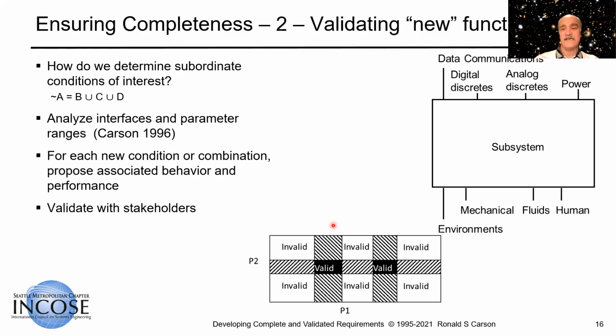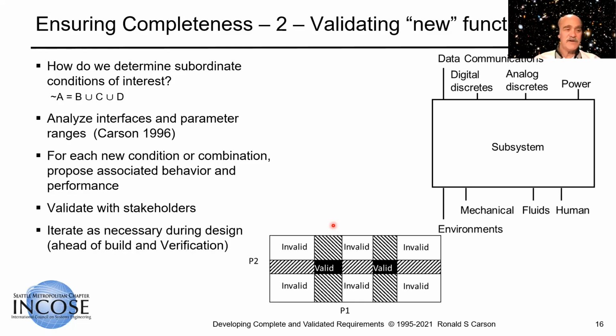So it really does come back to the stakeholders have to agree with the behaviors you define for all these conditions they didn't think about. And I'm not blaming them for not thinking about it. That's why people hire systems engineers to think about these things. And then you have to iterate as necessary during the design activity, because you may come up with more detailed parametric conditions or combinations, but we want to do this ahead of the build and the verification.